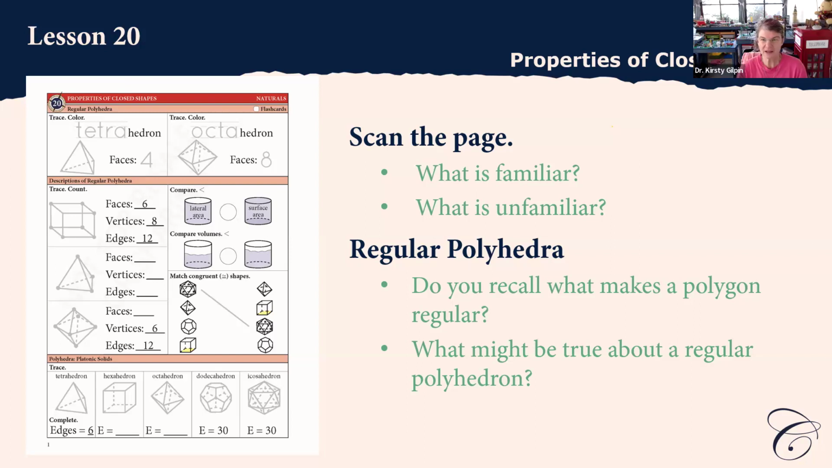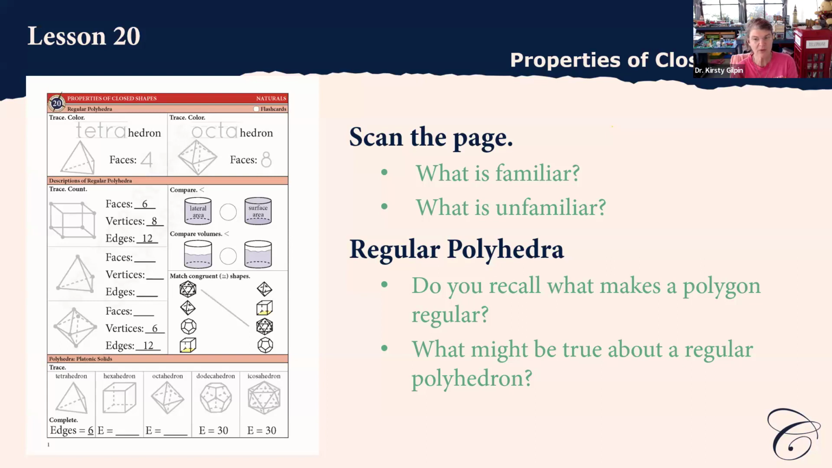Right. So let's take a look here at lesson 20, and we are talking about regular polyhedra. I'm going to jump in with a question and ask who remembers what made a polygon regular. It's when all the sides were the same length and the angles were all equal. Excellent. So all congruent angles and all congruent sides.